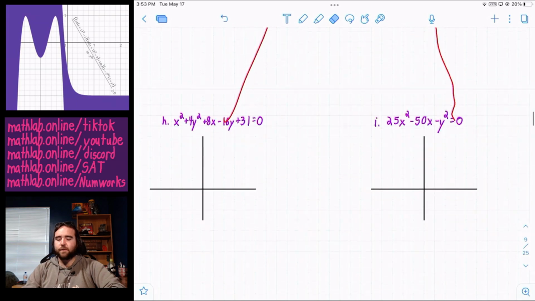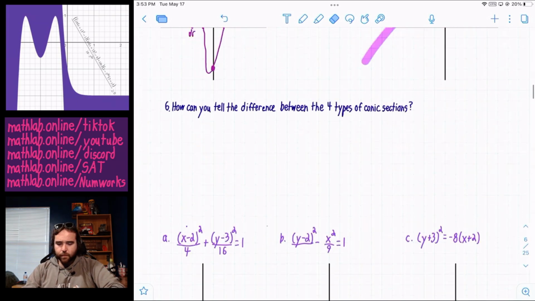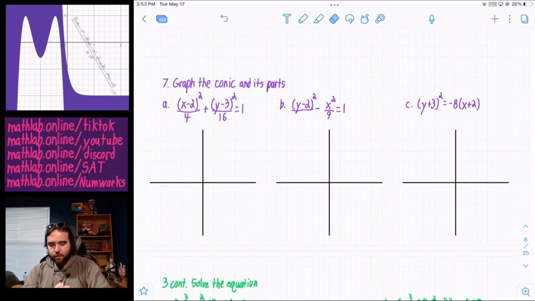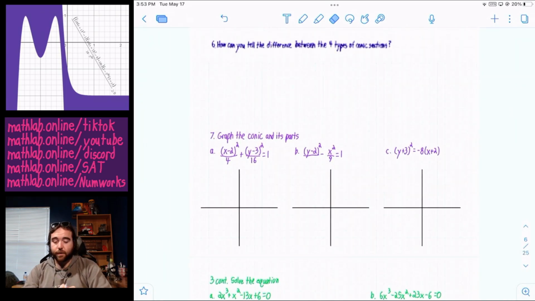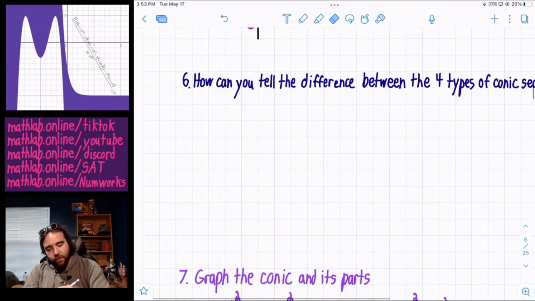So let's do some conics. We got some conics later on too. But let's do these conics. So these are nice because we don't have to complete the square yet. So first let's do this. How do you tell the difference between the 4 types of conics? So it's kind of a little flowchart.